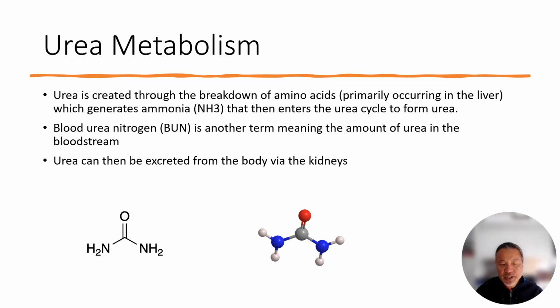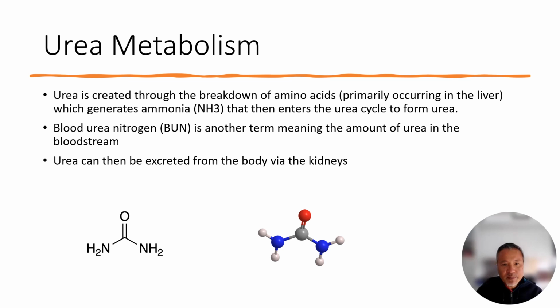Blood urea nitrogen is another term that you may have heard of that's commonly used in the United States and North America. And this is also another measure of the amount of urea in the bloodstream, but it is measuring the nitrogen components of this molecule as compared to the urea concentration, which is the entire molecule.